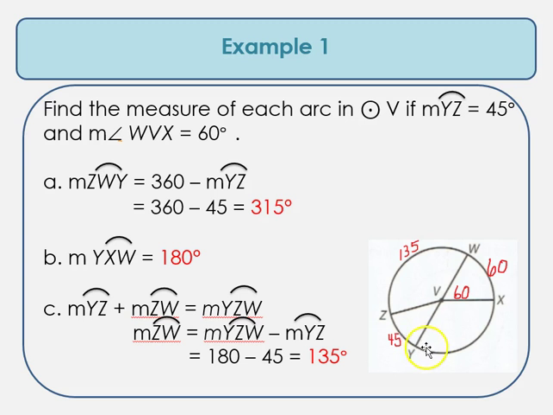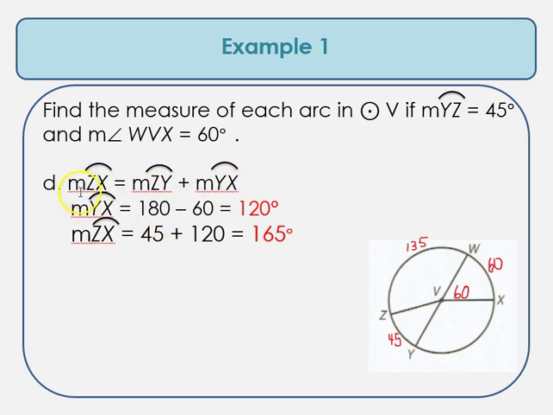We're also going to prove it another way. So the measure of YZ plus the measure of ZW equals the total measure of YZW. So using algebra and subtracting YZ from both sides, we can say that 180, because this was a semicircle, minus 45 equals 135. So now we have another piece. We have the measure of ZW here as 135. Let's move on.